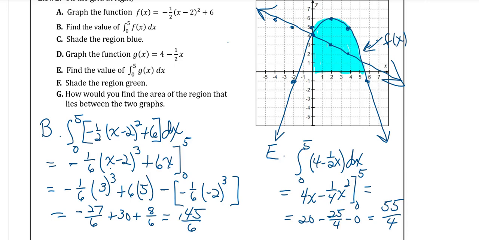Now, part F says shade the region green. So that is going to be right here, underneath the line, but bordered by the x-axis.